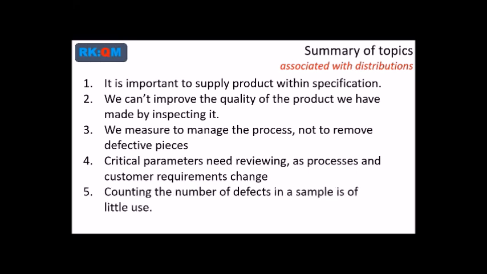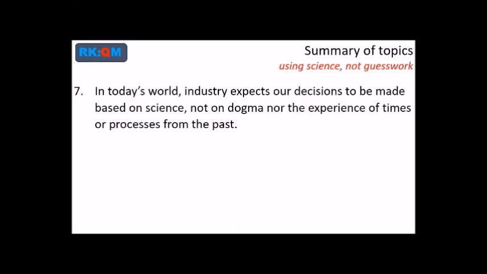Counting became ineffective years ago. But counting with automatic inspection machines is useful today because of the large sample sizes. Distributions must fit the data or are of little use in making predictions. In today's world, industry expects our decisions to be made on science, not on dogma, nor the experience of times or processes from the past. Guessing about processes is useless because we all have bias based on our experience and what we happen to have seen.